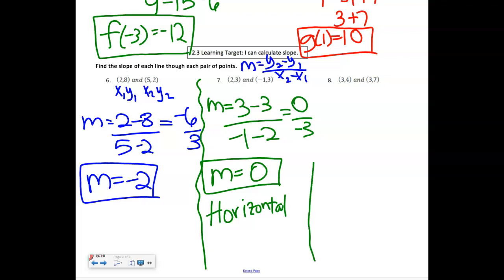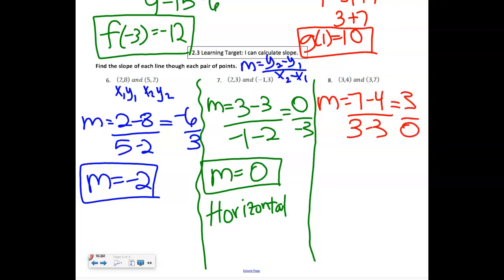Okay. And then our last one, and some of us might get some hints from this last one we just did. These two are kind of opposites of each other. On this one on top, I'm going to have 7 minus 4, and on bottom, I'm going to have 3 minus 3. The top is going to equal 3, and the bottom is going to equal 0. Again, if you left it like that, I would have to mark it wrong.